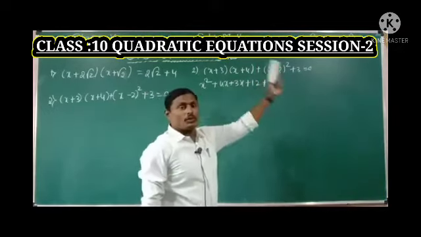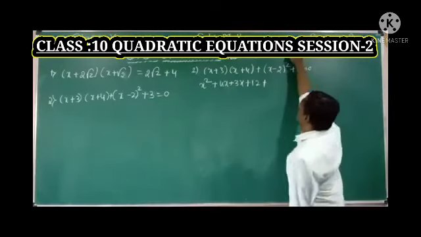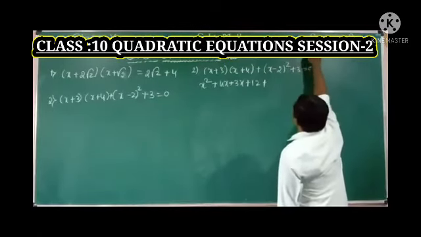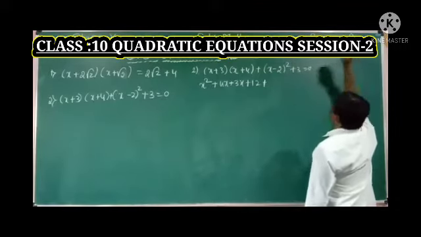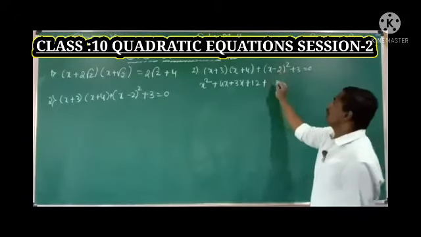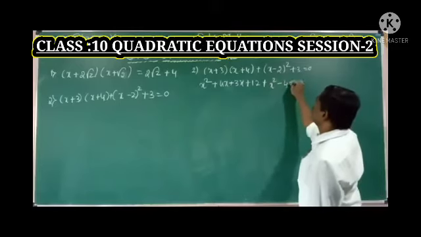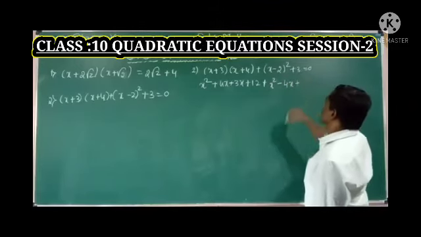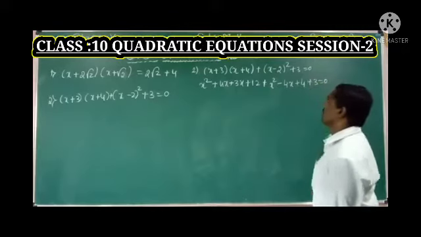x minus 2 whole square, which is in the form of a minus b whole square. So what is that formula? a minus b whole square is equal to a square minus 2ab plus b square, right? By using this formula, simplify the second term. So x square minus 4x plus 4, plus 3 is equal to 0.